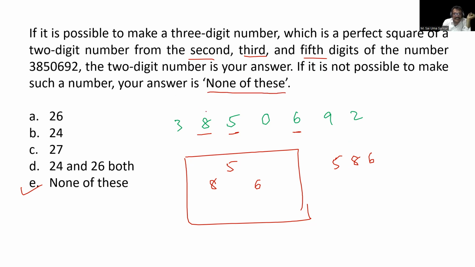Suppose instead of 8, if 7 is there. Next, what happened? 576 is equal to 24 squared. 676 is not possible, because 5 is there. But here it is 8, so 7 is not there. So what is the answer? The answer is not possible. This is about the number test.